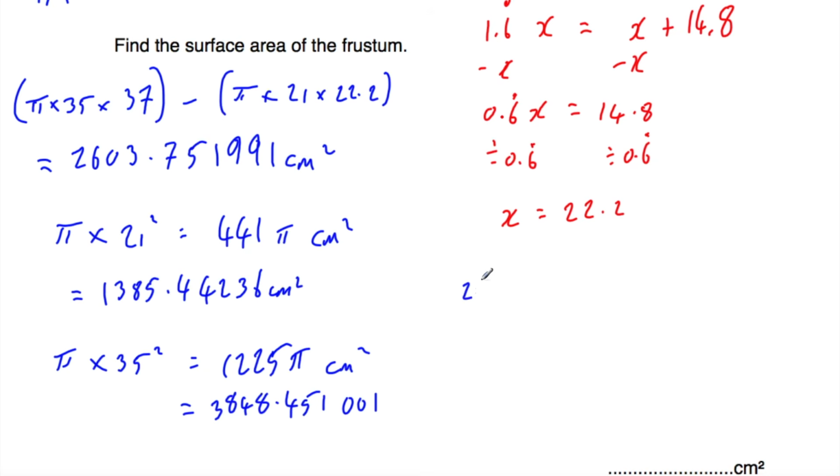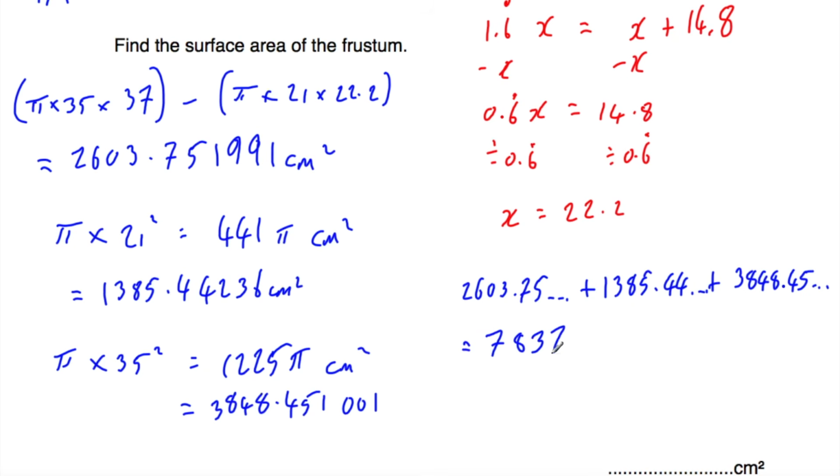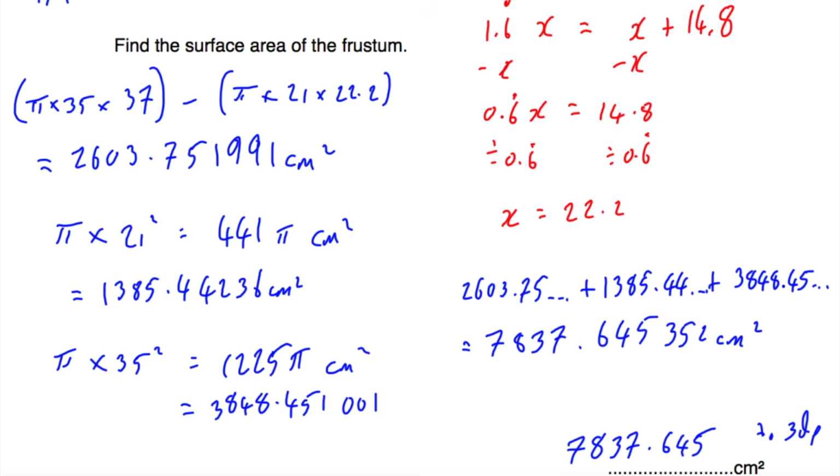So if we do our 2,603.75 and so on, plus 1,385.44 and so on, plus 3,848.45 and so on, that'll then give us our total surface area. So let's do that. And that's equal to 7,837.645352 centimeters squared. And I'm just going to round that to 3 decimal places. That's 7,837.645 centimeters squared to 3 decimal places. And that's it.